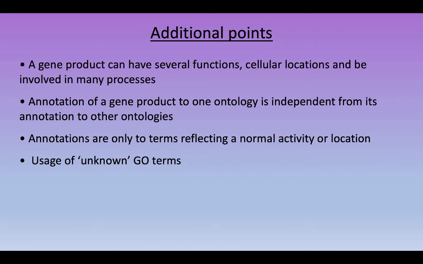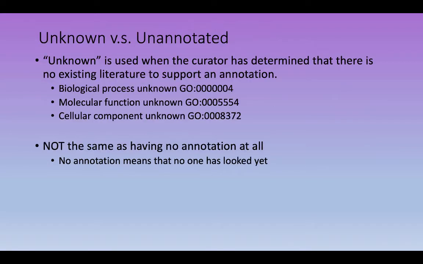And there are lots of usages of unknown GO terms, so things where we actually don't know what they do. But that is actually a way of naming something. When we call something unknown, it's different than if we say that it's unannotated. Unknown is used by a curator to determine that there is no existing literature to support an annotation, but it does mean that a curator has actually looked at it, versus unannotated, where there has been no annotation at all. So no one's ever looked at it before.